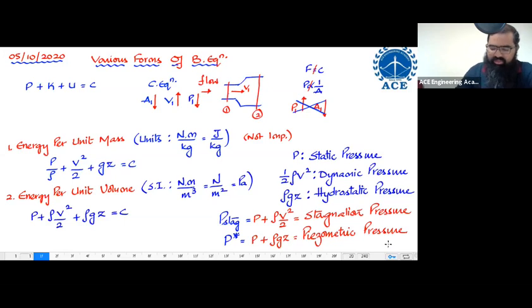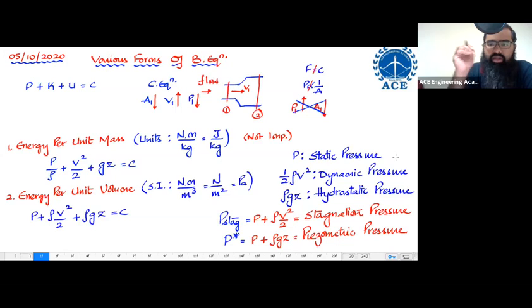So this is basically two forms. Now I'm going to discuss the definitions of each of these pressures. First of all, static pressure, very simple. You are standing in a queue. You are pushing the person in front of you. The pressure you are pushing him with is known as static pressure. Static pressure basically is a pushing effect by one section on another section.